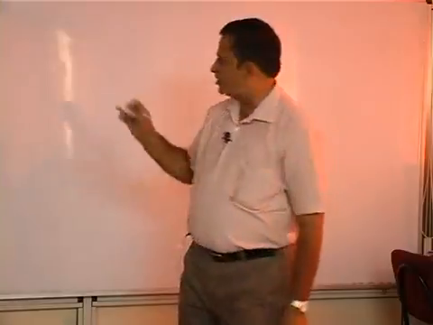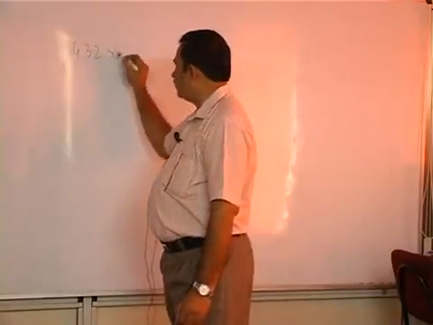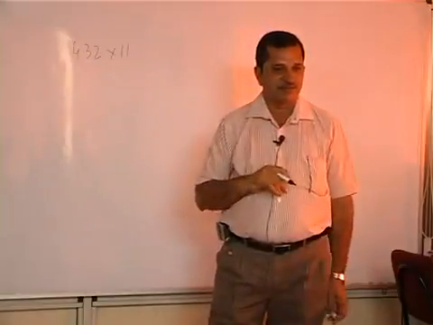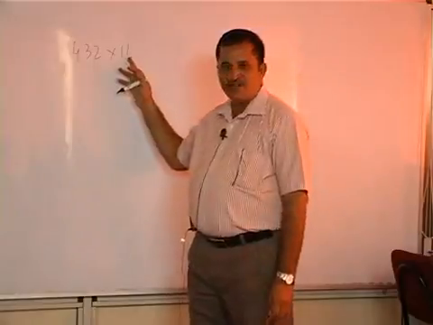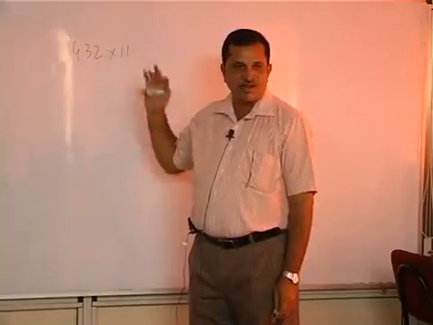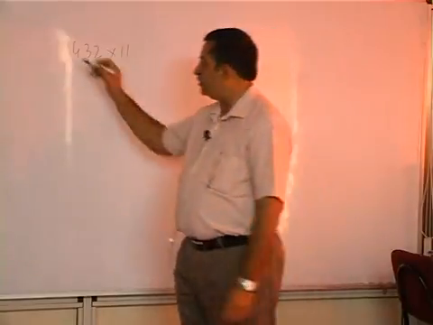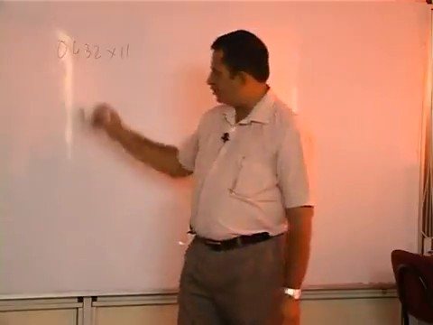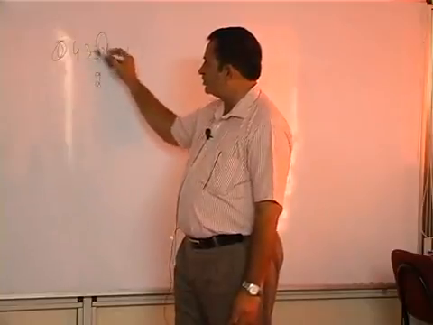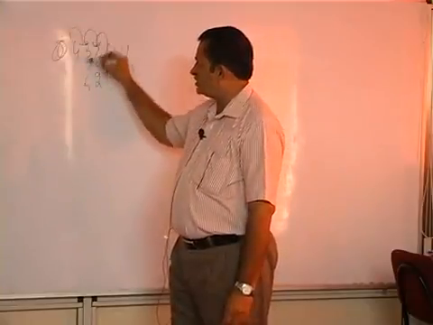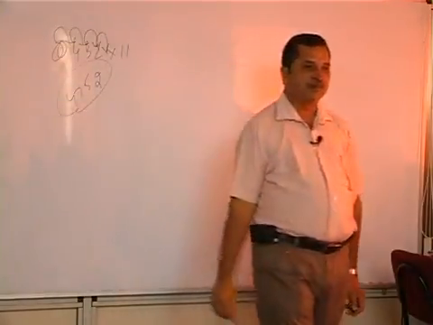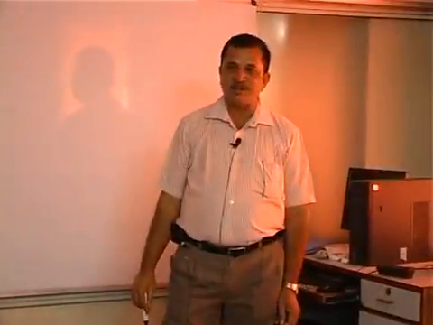Suppose, one simple example, 432 multiplied with 11. Usually what do we do? We multiply first with 1 and then again with 1 and we add. So 11 directly we multiply. That fellow will put a 0 here and a 0 here. Addition: 2 plus next number 2. 3 plus 2 is 5. 4 plus 3 is 7. 0 plus 4 is 4. This is multiplication with 11.